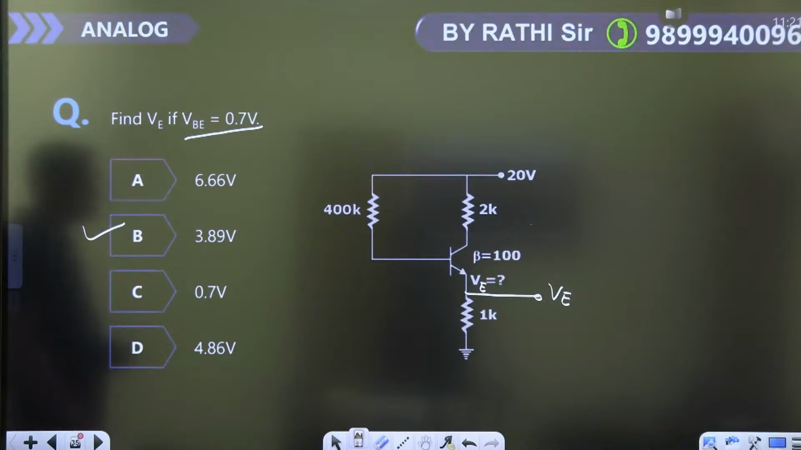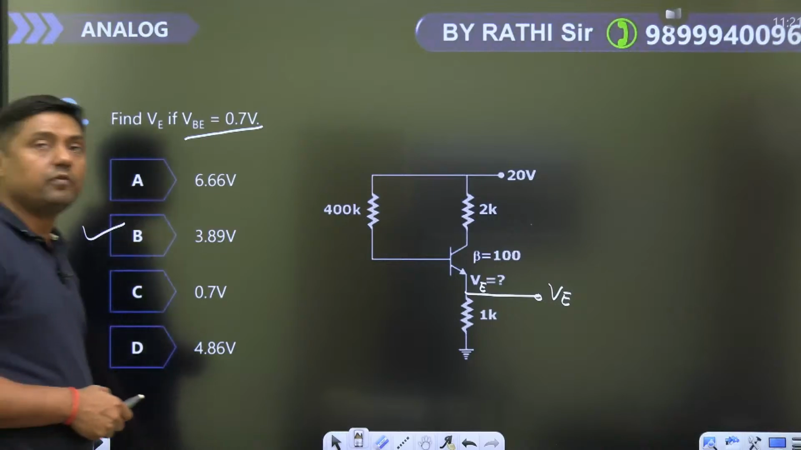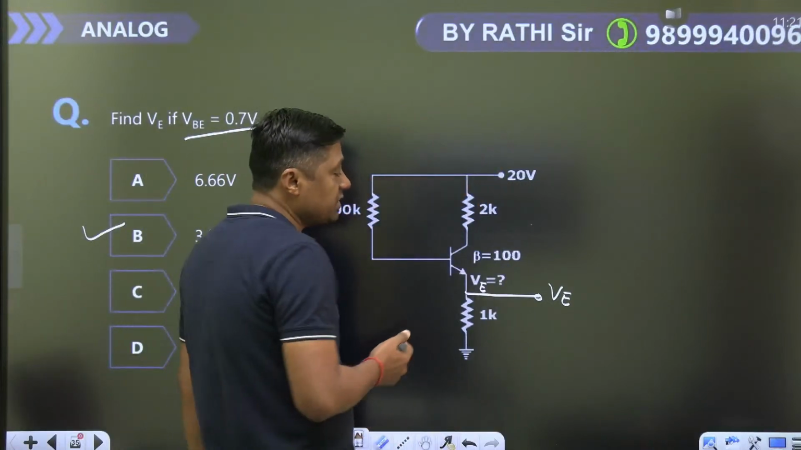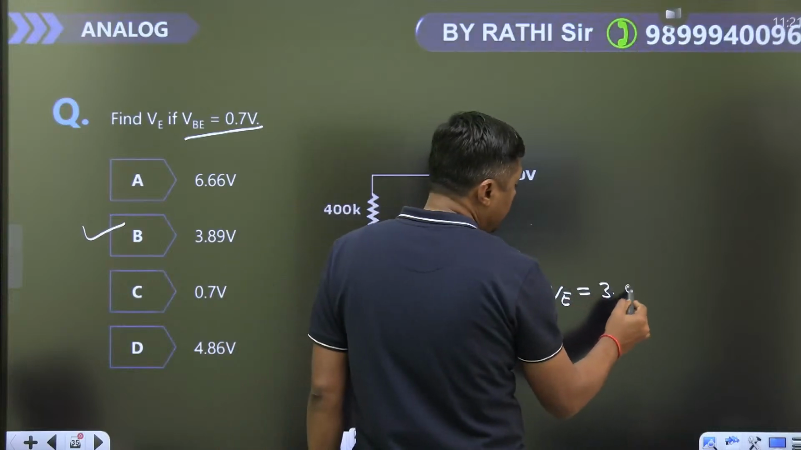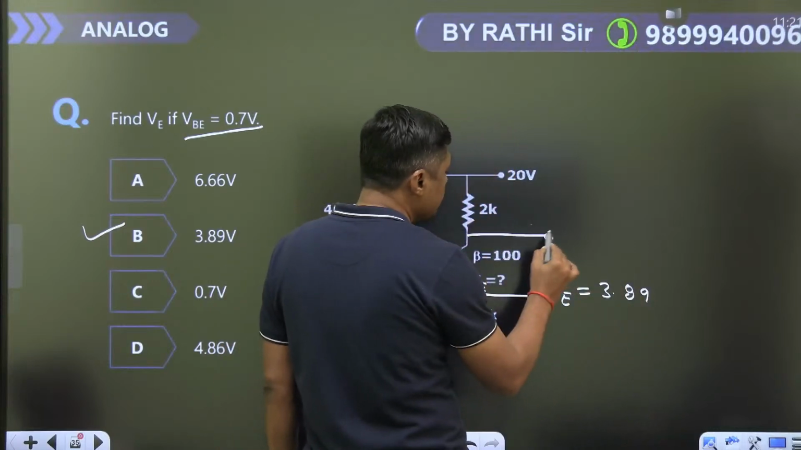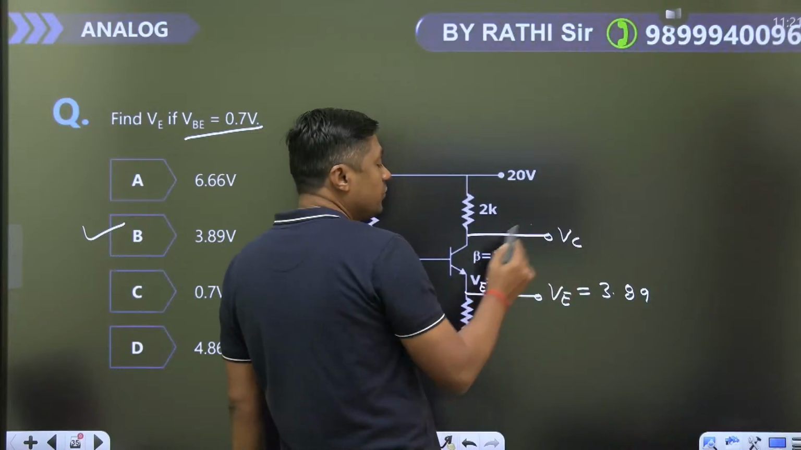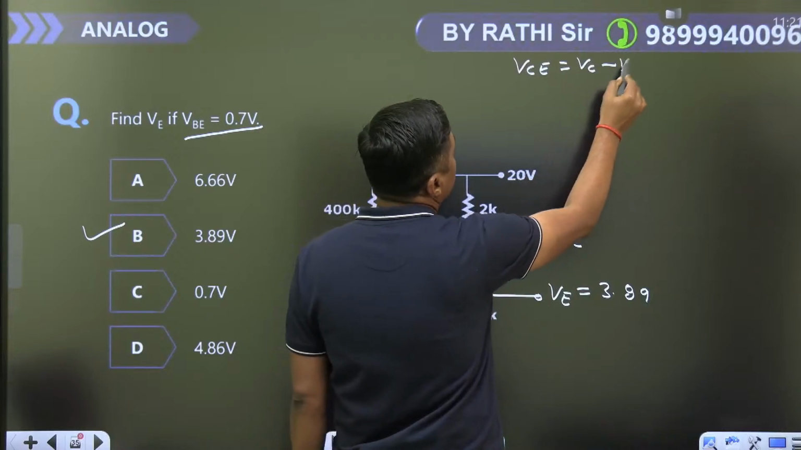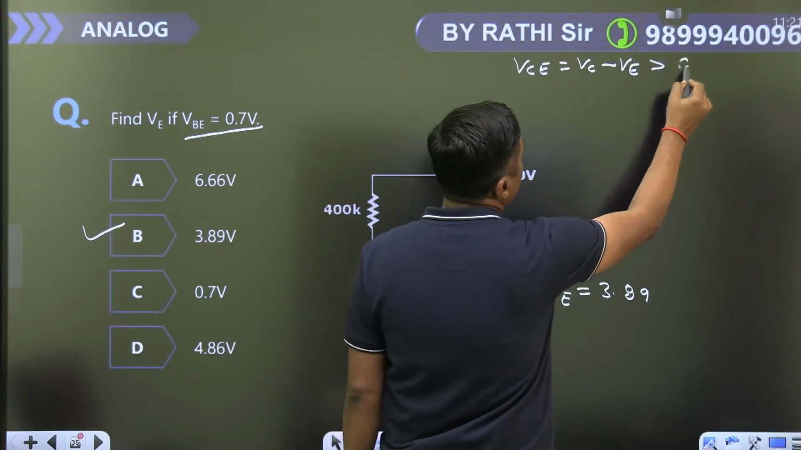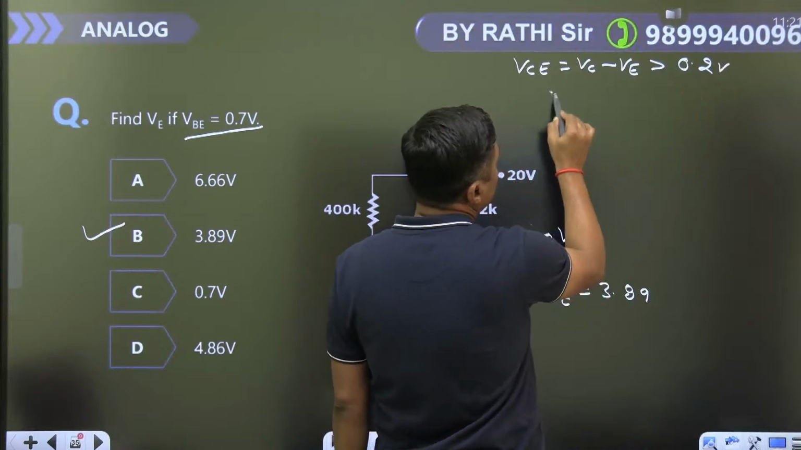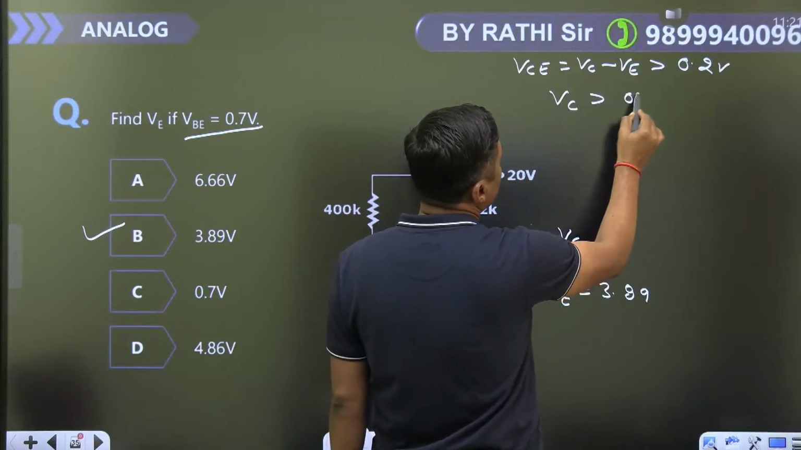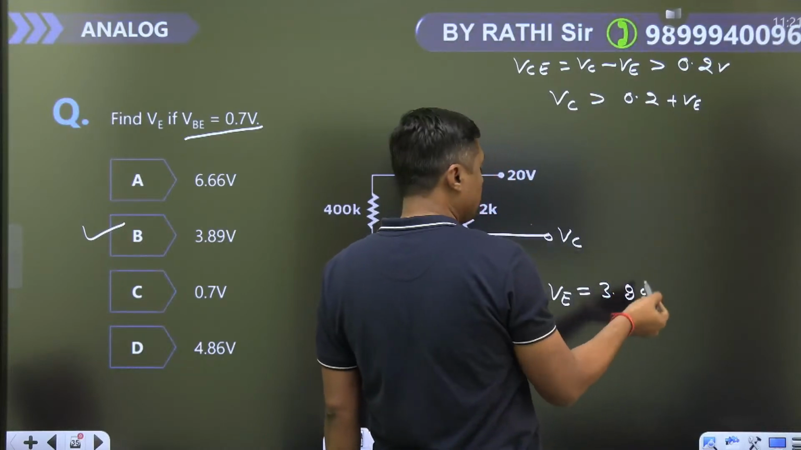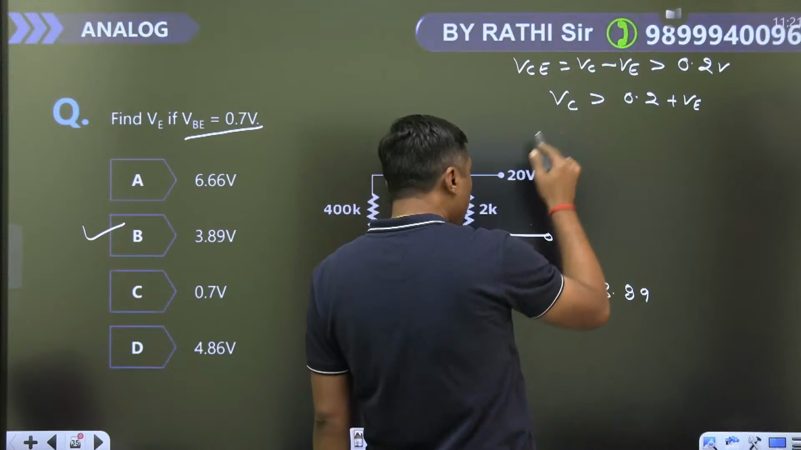But remember guys, in the exam you have to verify whether it is in the active region, yes or no. How can we find out? This is 3.89. Now what is the value of VC? VCE means VC minus VE. That should be greater than 0.2 volt. So VC should be greater than 0.2 plus VE, which is 3.89 plus 0.2.